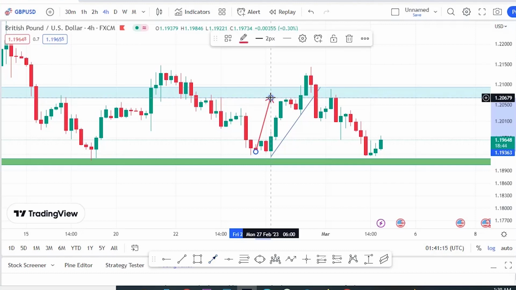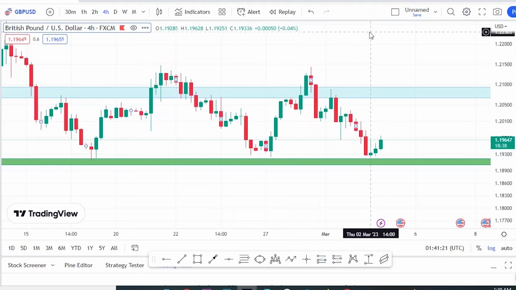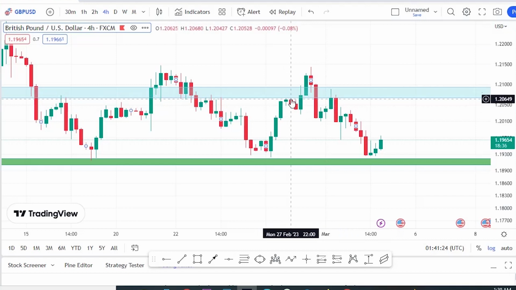So price eventually, let me take off this trend line. Price eventually resisted my daily resistance right at this point. So I entered my trade right here, and then I just got wicked out right at this point.